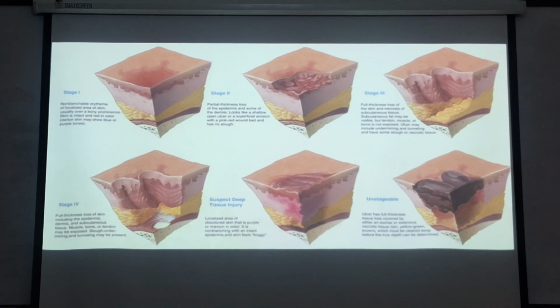Now, the depth of involvement is how we are going to stage them. Okay? Stage 1 is on the top, 2 is on the dermis, 3 subcutaneous, 4 full thickness. Full thickness, so you can see the bone. But sometimes you cannot stage the pressure injury initially. The only way you'll be able to stage it is after debridement. So you will debride and debride and debride, and then okay, the tissue is viable, then you stop cutting. Okay?